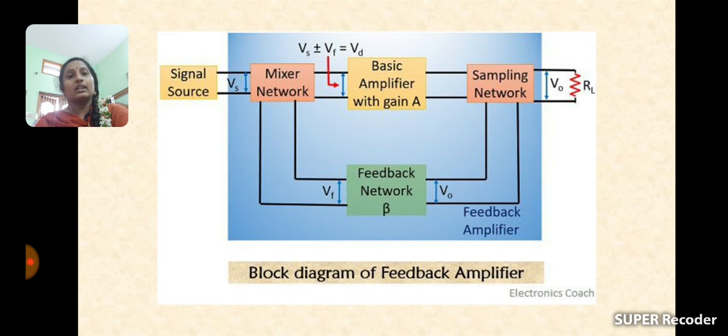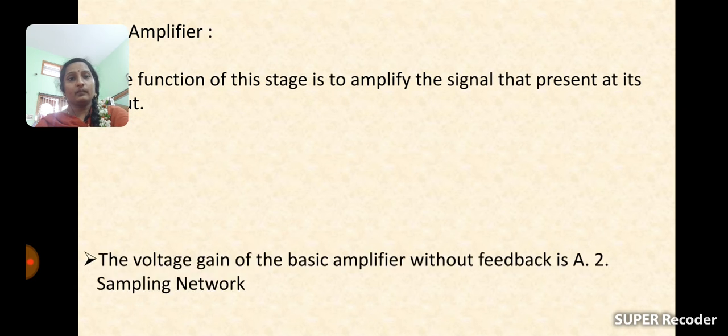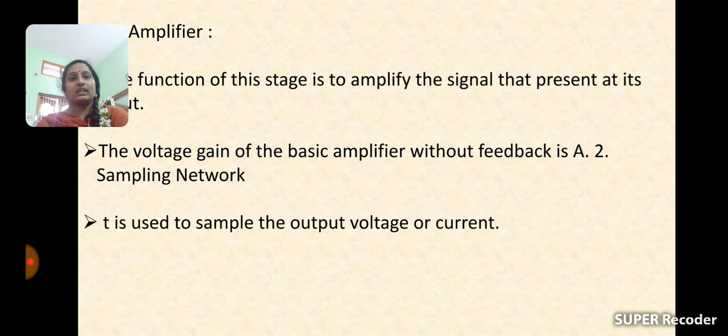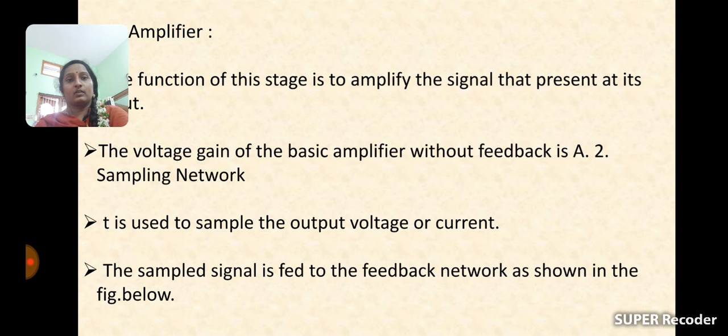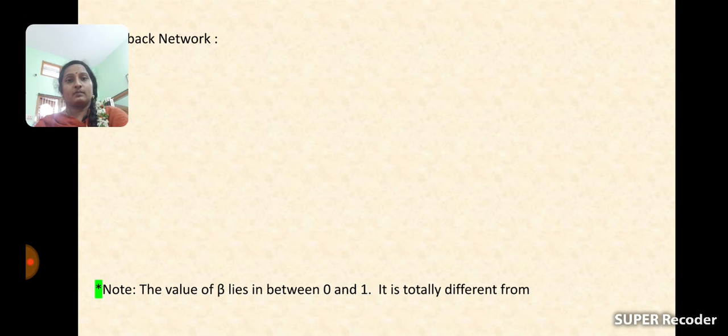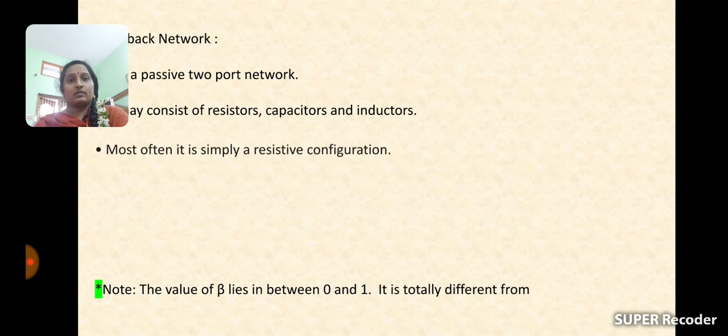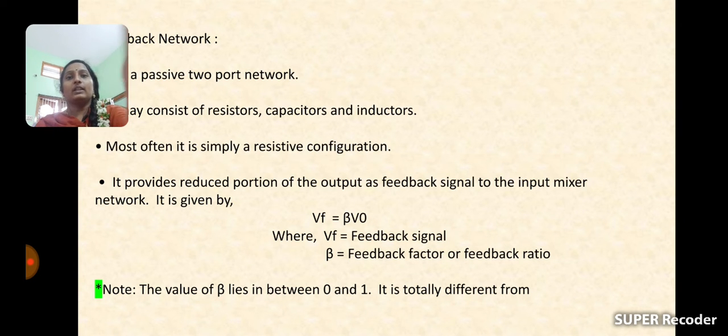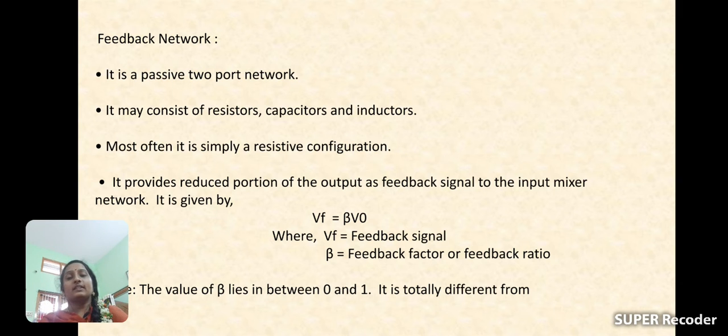So here a mathematical expression is also there. Before going to that, see, they explain the diagram. So coming to the feedback network, what are the elements inside the feedback network? It is a passive two-port network. Passive means it may consist of capacitors, resistors, inductors. Why does passive network mean only resistors, capacitors, inductors? Because only these are passive components. Resistors, capacitors, inductors are called passive components.